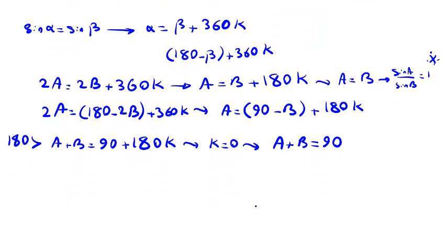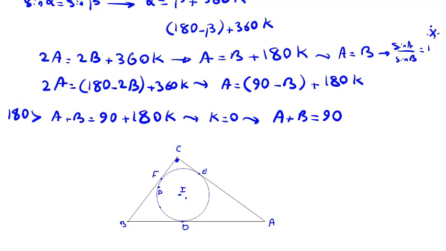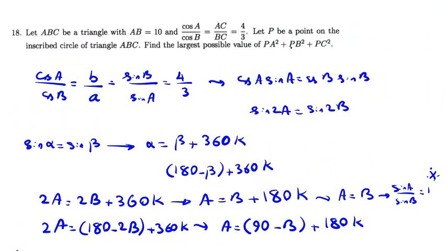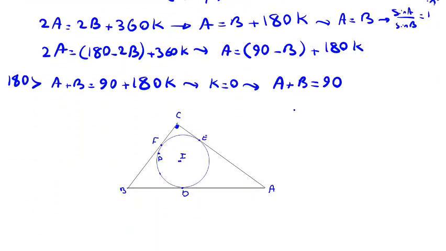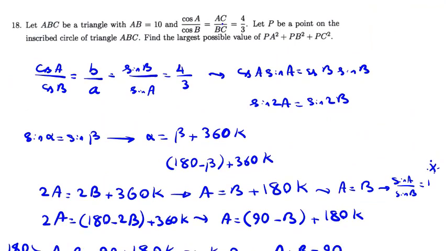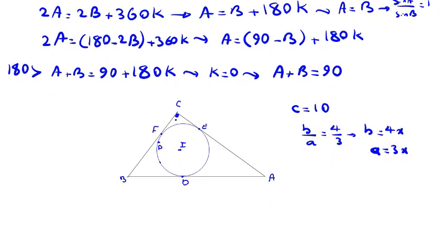Now, we draw the triangle. Our figure is this. So we want to maximize PA squared plus PB squared plus PC squared, and AB or c is 10. The other condition is b over a is 4 over 3, so we can say b is 4x, a is 3x, and because we've proved that A plus B is 90, C is 90.